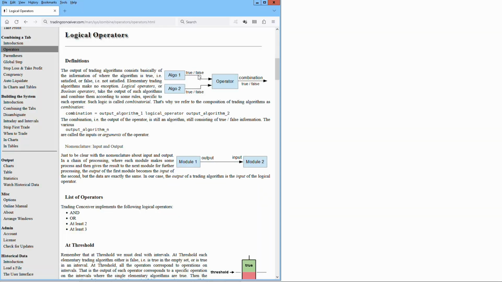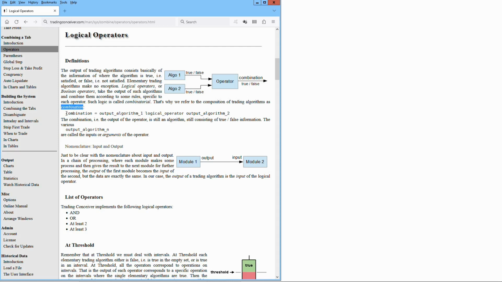The output of trading algorithms consists basically of the information of where the algorithm is true, that is satisfied, or false, that is not satisfied. Elementary trading algorithms make no exception. Logical operators, or Boolean operators, take the output of such algorithms and combine them according to some rules specific to each operator. Such logic is called combinatorial. That's why we refer to the composition of trading algorithms as combination.